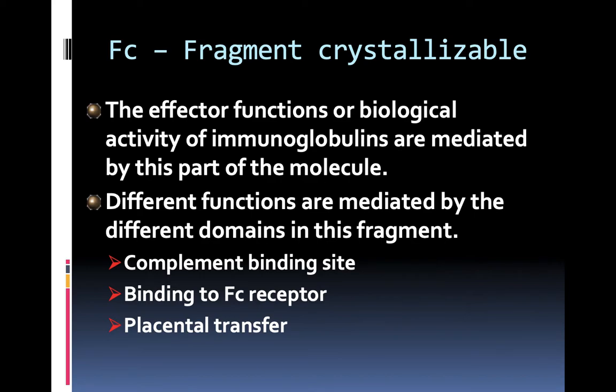So within this fragment, different functions are mediated by the different domains. Some of the specific functions related to the domains of the fragment crystallizable region are complement activation, complement binding, binding to Fc receptors that are of different types among immune cells, and we also have the idea of placental transfer of antibodies.